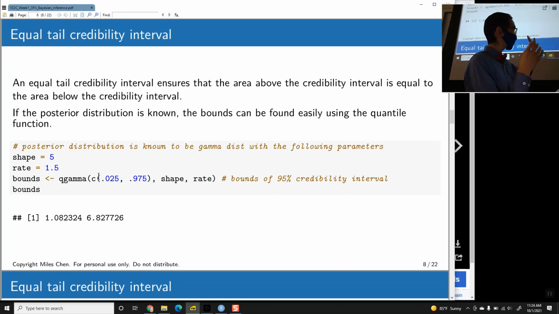Here, I'm just drawing a skew distribution. This is for a gamma distribution, okay? And so this is not the beta, this is a completely different thing, but just to show the difference between what an equal tail versus highest density interval looks like. This is what we have.